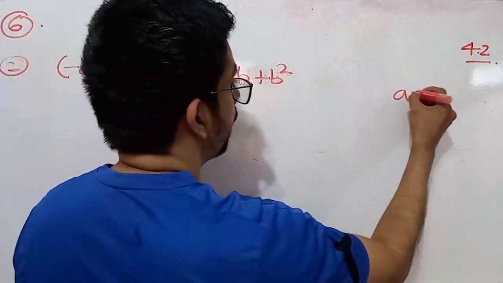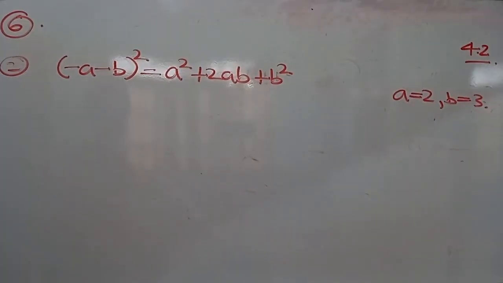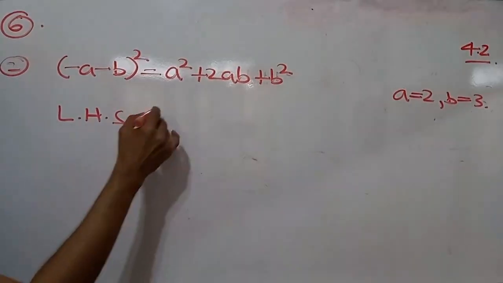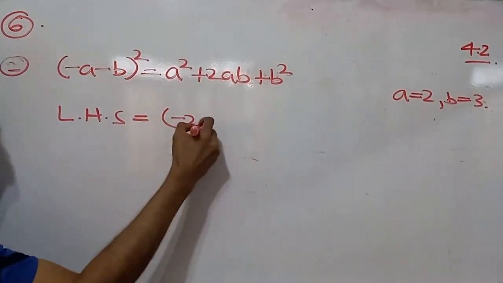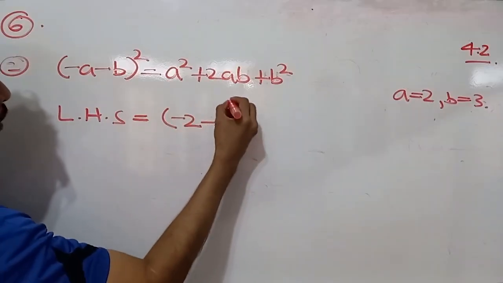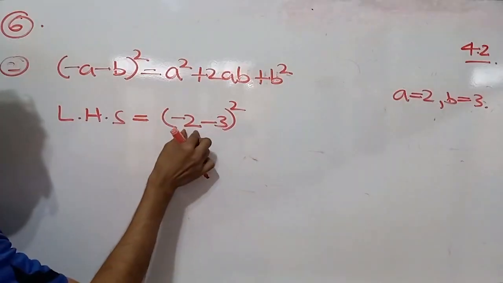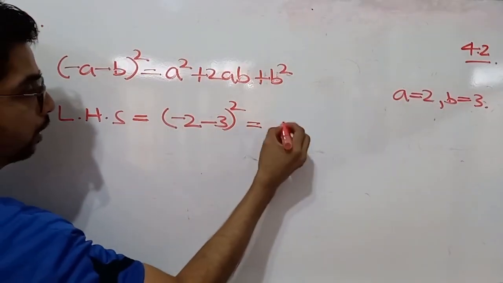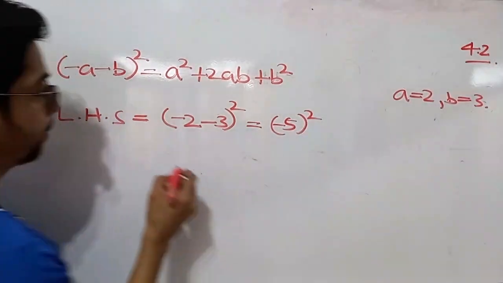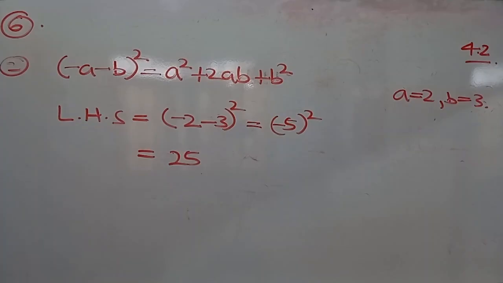Right, here also A is what? 2, then B is what? 3. Alright, so this is the left hand side. So left hand side, negative 2, negative 3. Negative 2, negative 3, whole thing into square, right? So negative 2, negative 3. This is what? Negative 5, square negative 5. So we get what? Positive 25. So the left hand side is positive 25.